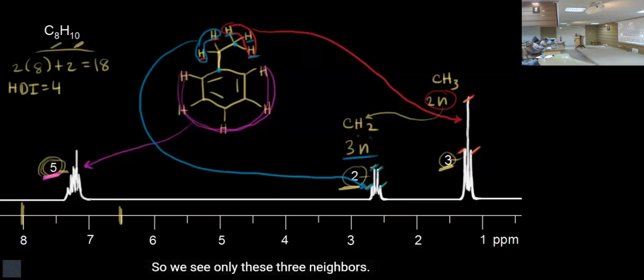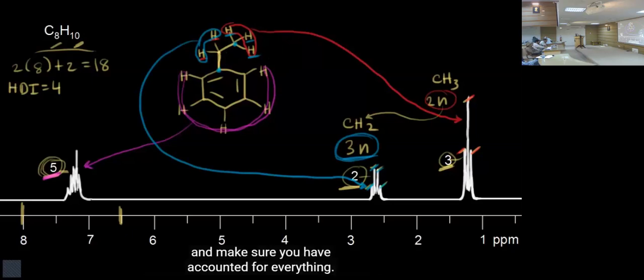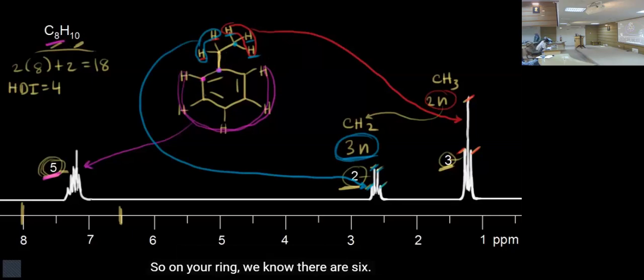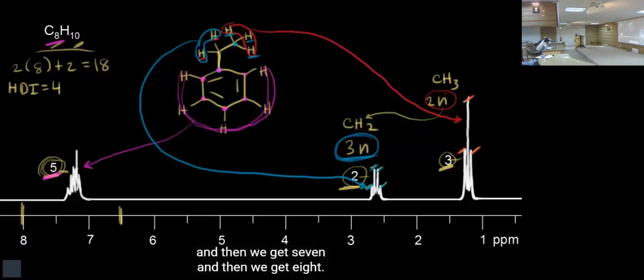And so we see only these 3 neighbors, and so everything seems to make sense. And once again, count up all of your atoms and make sure you've accounted for everything. For example, you have 8 carbons you have to worry about. On your ring we know there are 6: 1, 2, 3, 4, 5, 6. And then we get 7, and then we get 8. So the 8 carbons is correct. And then if we count all those up, we have our 10 hydrogens accounted for too.